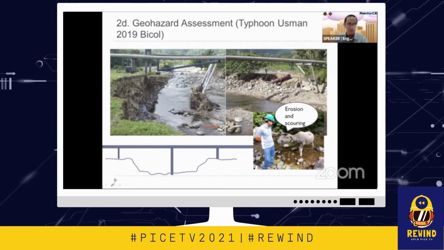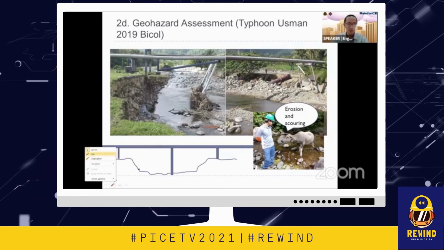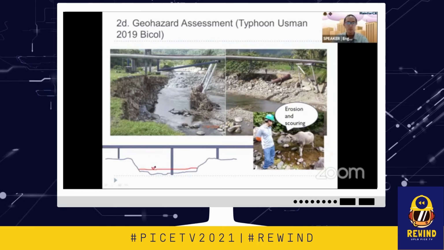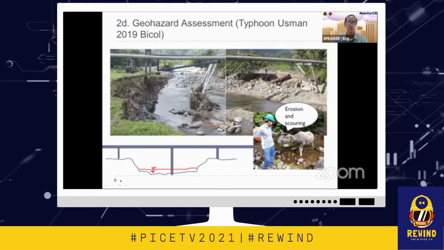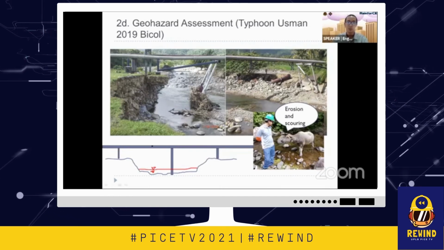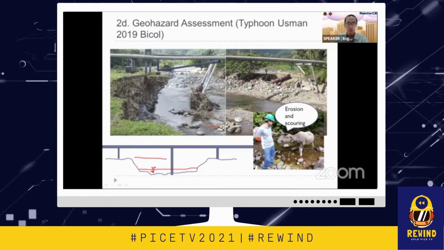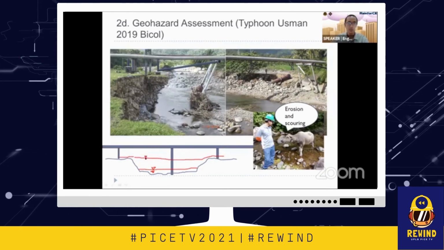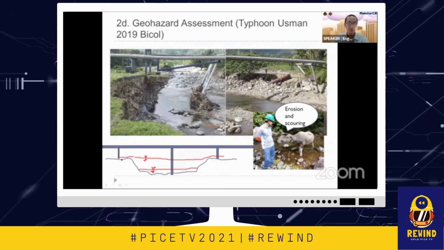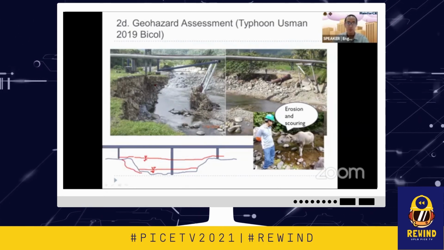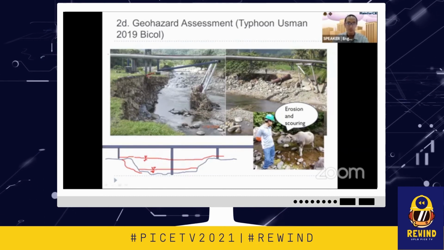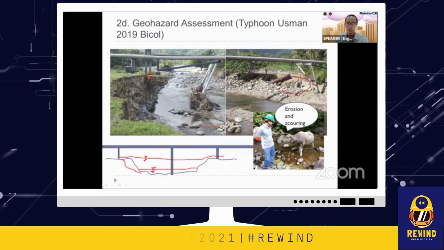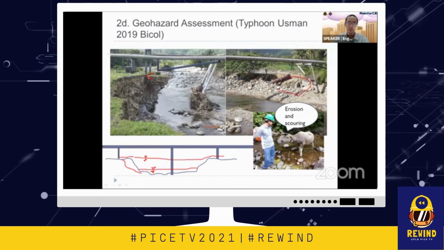During the normal condition, the water level was here. The water level was here. So during Typhoon Usman, the water level was here. Naturally, what happens is it scoured the foundation. You can see that the pipe foundation is hanging, so there's no more soil to support it. Okay, so that's what happens here.